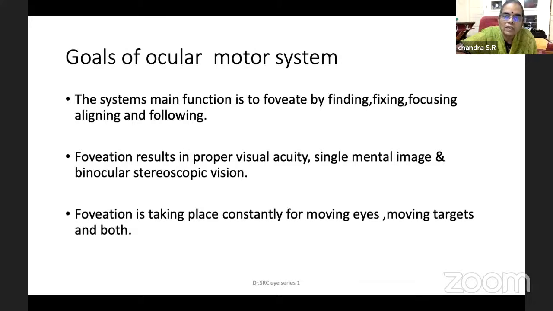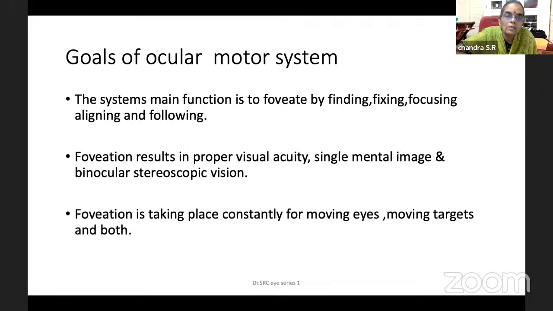So it is to foveate by finding, fixing, focusing, aligning, and following. The motor system finds the target of interest, fixes it, focuses, aligns, and follows. And foveation results in proper visual acuity, a single mental image. Otherwise, each eye is in one plane and each visual pathway is carrying the structure to the occipital lobe, and you will see 2-3 images. So this results in a single image and binocular stereoscopic vision. Both eyes are needed for depth perception, that is the 3-dimensional vision.